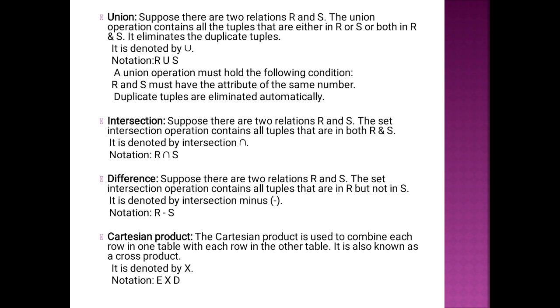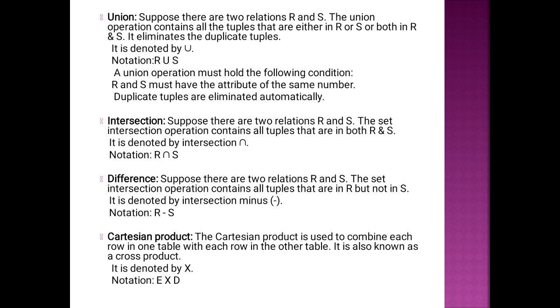Cartesian product. The Cartesian product is used to combine each row in one table with each row in the other table. It is also known as a cross product, which we also discussed in class 11th. In a cross product, what will happen? Suppose table A has 7 rows and table B has 4 rows. The result will have 28 rows after the Cartesian product.